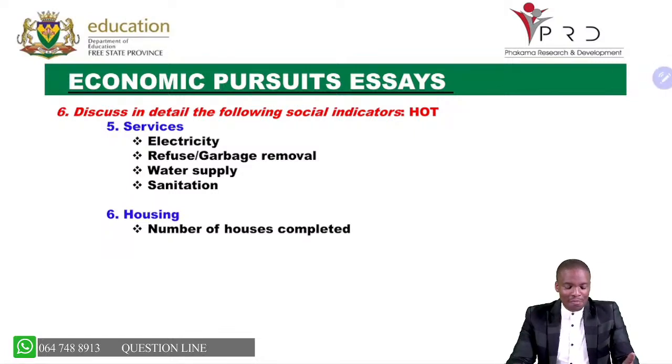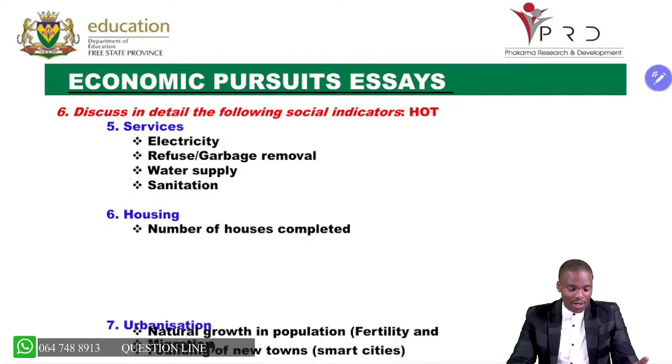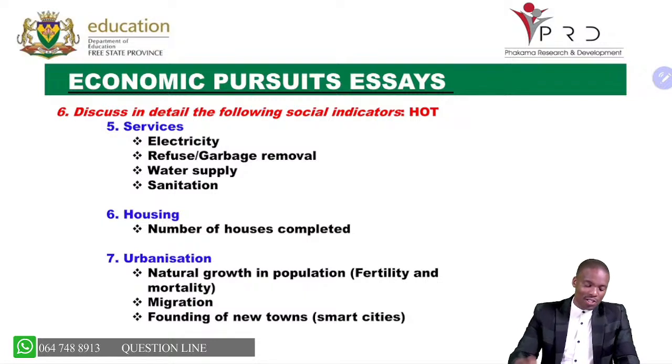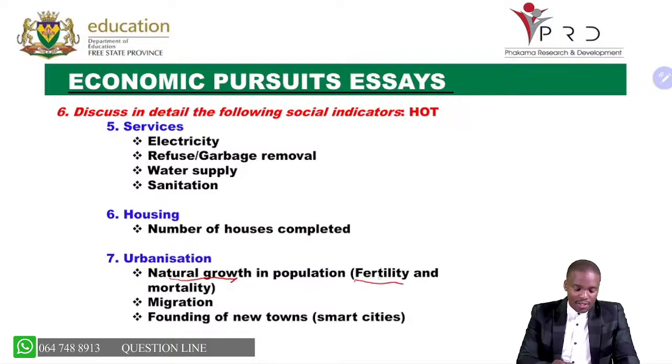Then we look at the number of houses that were completed or the number of people that have got access to housing. Then urbanization. The 3 things that I've mentioned, the issue of natural growth, the fertility and mortality rate, or the number of children that get born, as well as life expectancy on the other side.